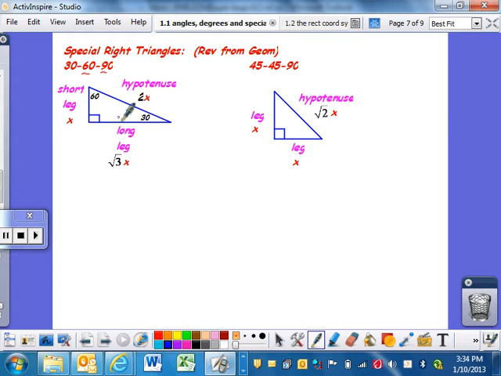Just know that the short leg, the 30 degree, whatever is across from it, is the short leg. That is what we have as the 1. The reason we have these variables is that that's the relationship that we're going to have, and I'll show an example of that. But if you can think 1, 2, square root of 3, that's what we need.